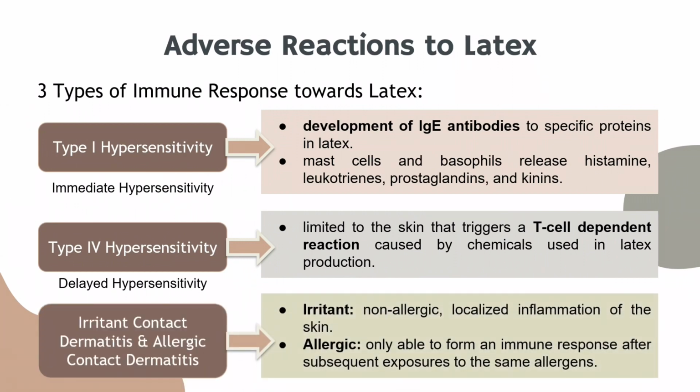Last but not least is the reaction known as irritant contact dermatitis and allergic contact dermatitis. Irritant contact dermatitis is a non-allergic localized inflammation of the skin which does not involve the reaction of the immune system. It is typically caused by chemicals involved in latex production. Whereas allergic contact dermatitis involves a process called sensitization, where the immune system is able to form a response after exposure to the same allergens. That is why the symptoms occur 24 to 48 hours after exposure.